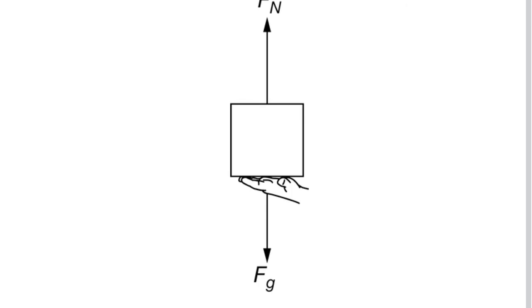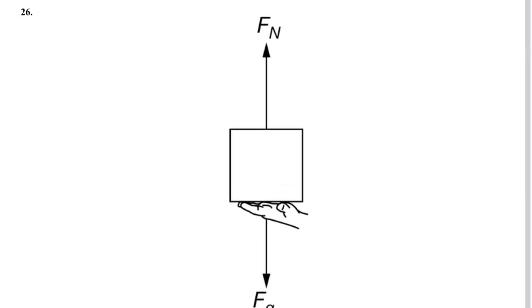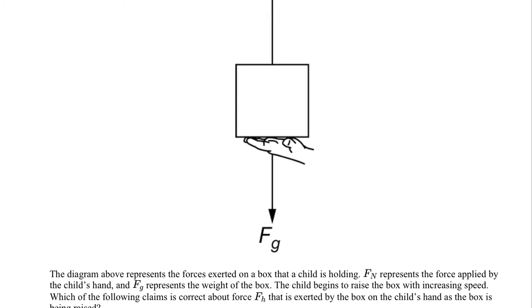Question number 26, a variation to our wonderful elevator problems. Here's the question. The diagram above shows the forces exerted. F of n represents the force applied by the child's hand on the box, so this is the force by the child on the box. F of g is going to be the weight of the box.